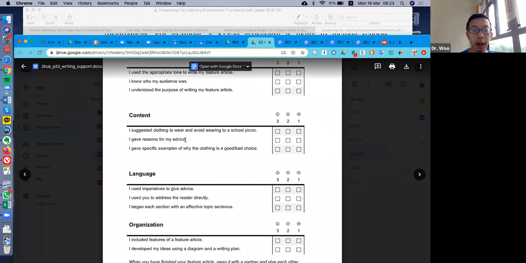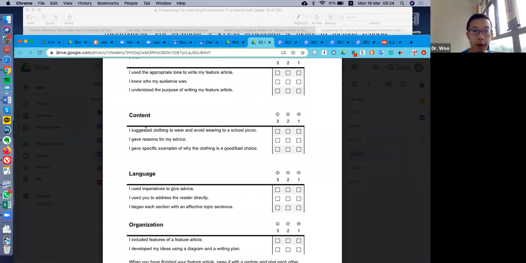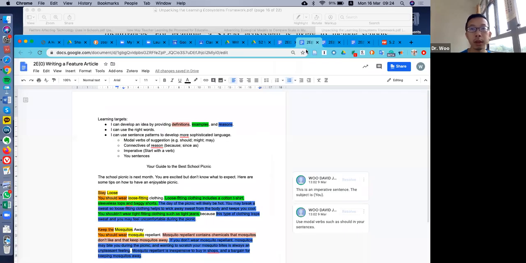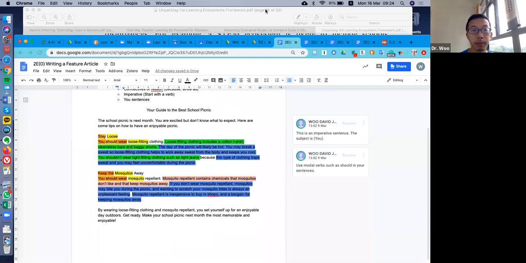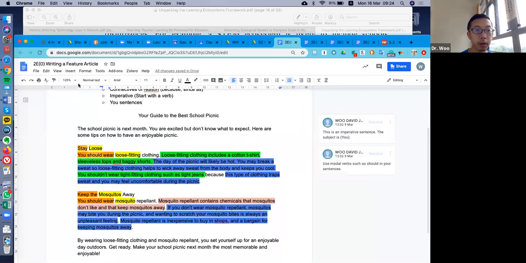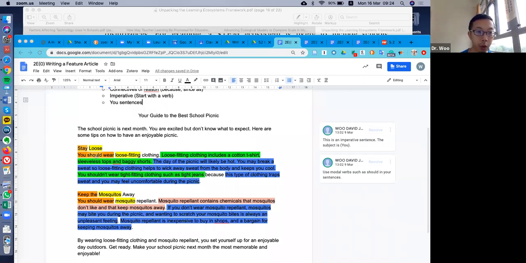Next. I suggested clothing to wear and avoid wearing to a school picnic. Okay, let's actually see that. We should see should or might. We should see modal verbs. We should see examples of clothing to wear and not to wear. Right? For example, if we take a look at my example, we see one, modal verb, should. Two, examples. Three, examples of what not to wear. Okay, so we actually see it in my writing. We see the modal verb should. We see examples of what we should wear and examples of what we shouldn't wear.